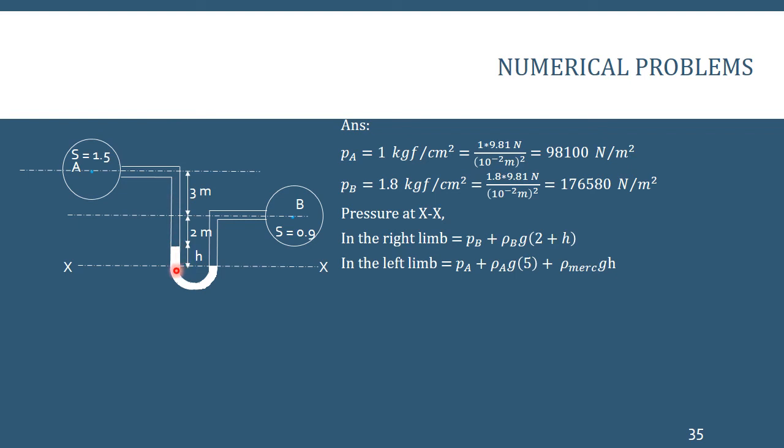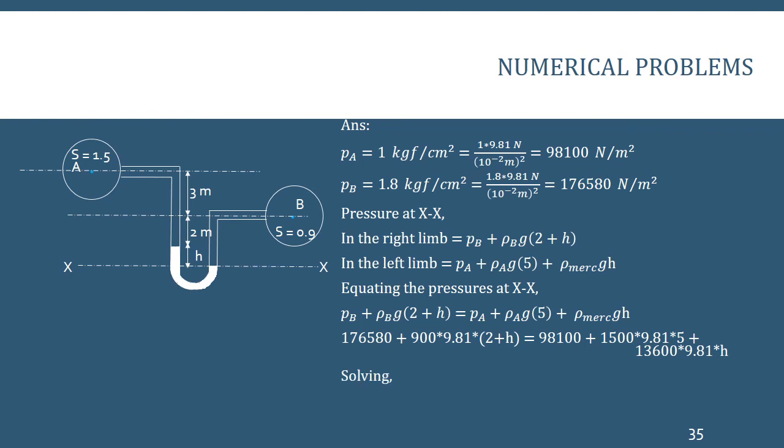G into H. So now at the left limb and the right limb at the level XX, the pressures are equal because they are along the same straight horizontal line. Equating the pressures, we will get an equation like this. Values of PB and PA are known, rho B and rho A are known. The only unknown value here is H. And when you solve for it, we will get H is equal to 0.1811 meter or 18.11 centimeter.